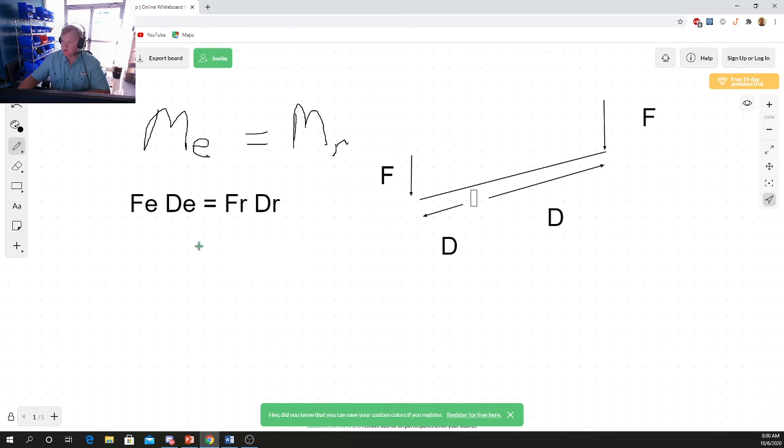And most of the questions, all the questions, they're going to give you 3 variables, and you solve for the fourth. If you're solving for a distance of resistance, you simply divide the force of resistance out on both sides using algebra and solve for the unknown.